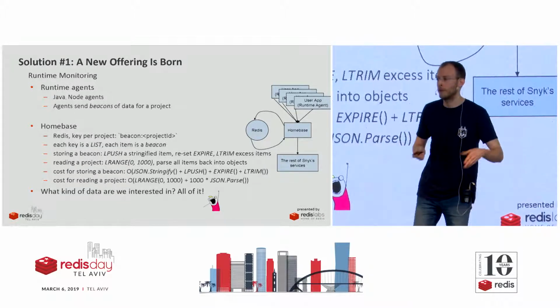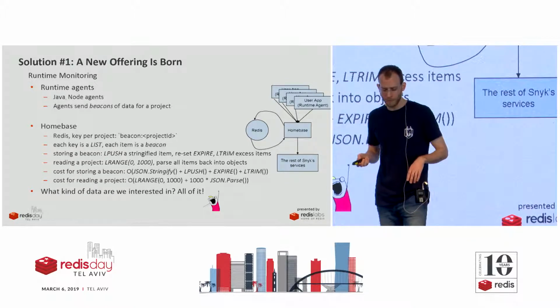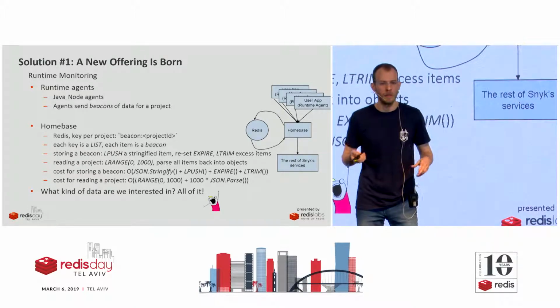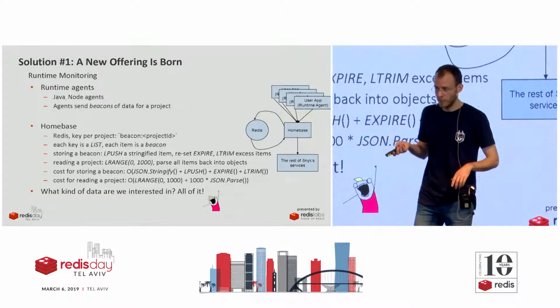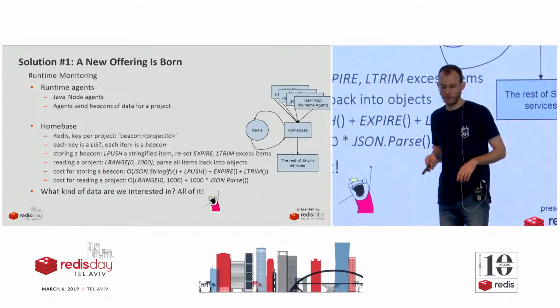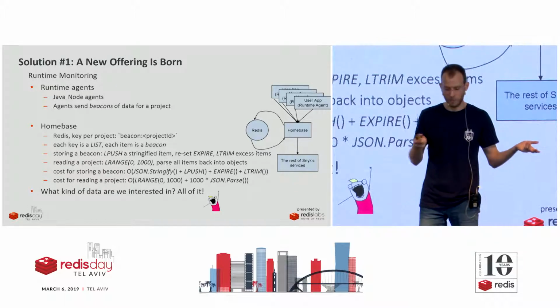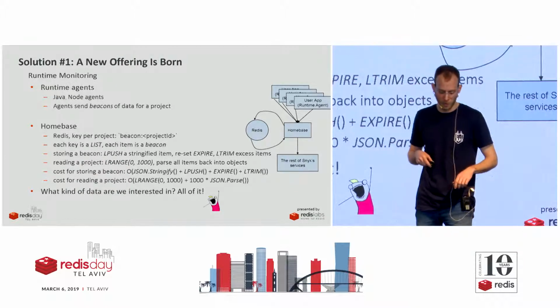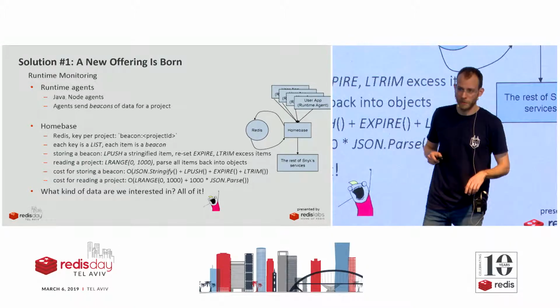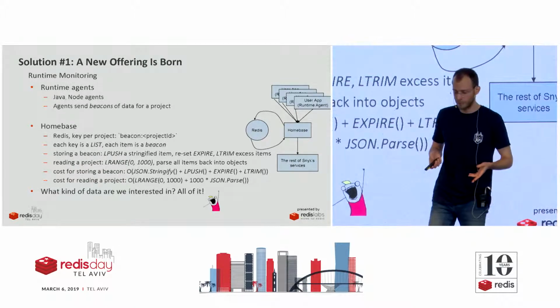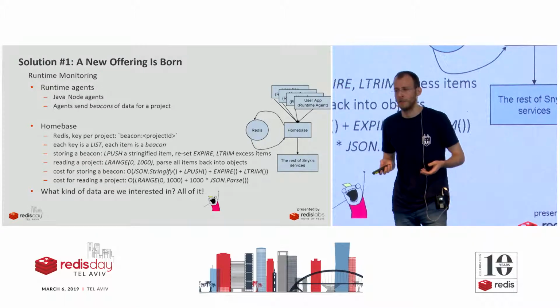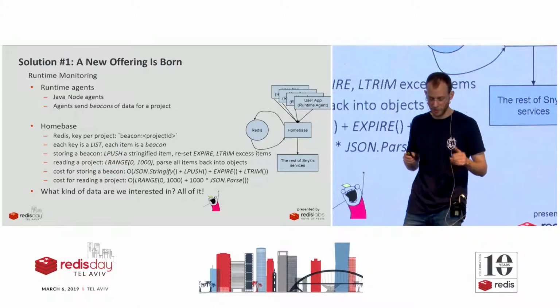We would parse them back into JavaScript objects, and then we would be able to serve all the relevant data whenever required. The cost for storing a beacon is pretty much constant because all we did was stringify an object and push it to a list, and that's pretty much it. Reading a project is a bit more of a big deal because we need to read 1,000 objects and parse them back into JavaScript objects, which can take some time.